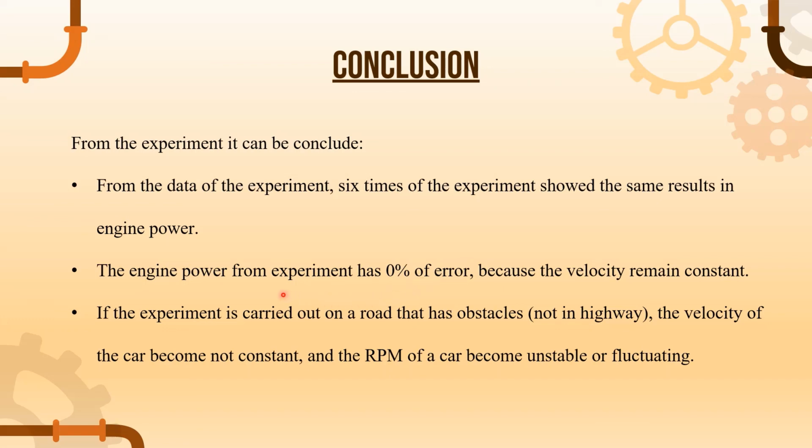And the third, we can conclude that if the experiment is carried out on a road that has obstacles, or not on the highway, it will affect the velocity of the car so that it is not constant, and the RPM of the car will also become unstable or fluctuating.